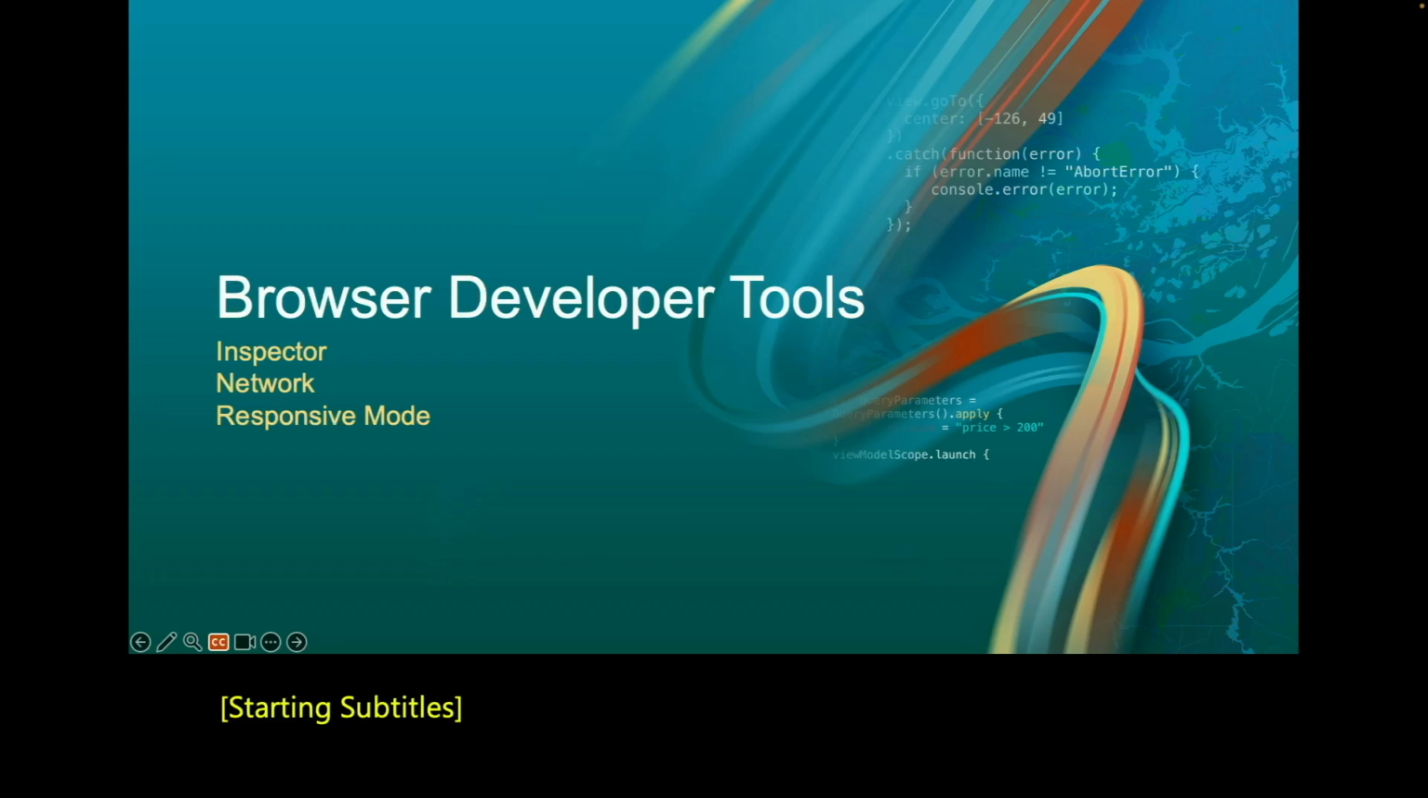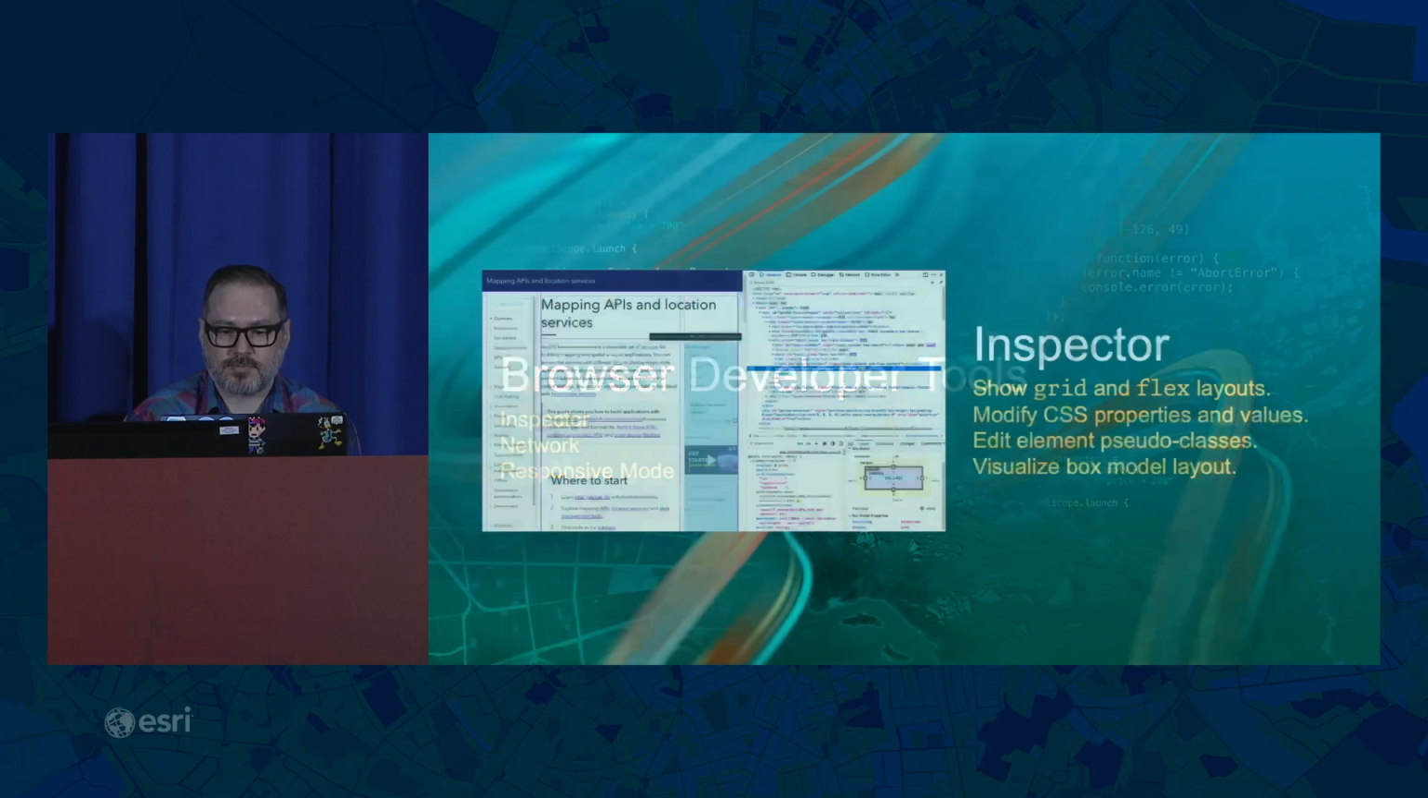Okay, so finally, we want to talk about the most important tool when building for the web, and that is the browser. All mainstream browsers have very powerful built-in developer tools that are indispensable when debugging the web. We want to briefly touch on a few of their most useful components.